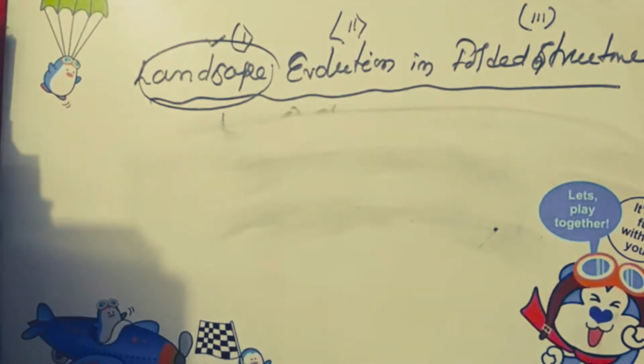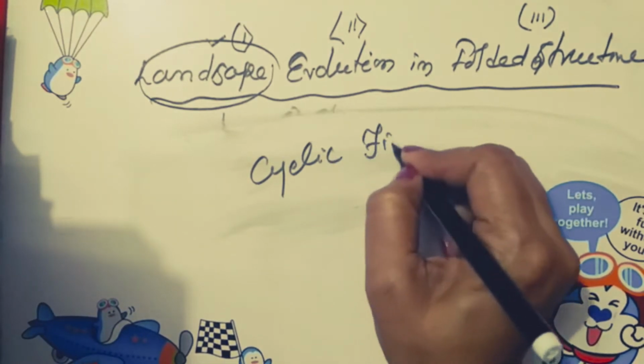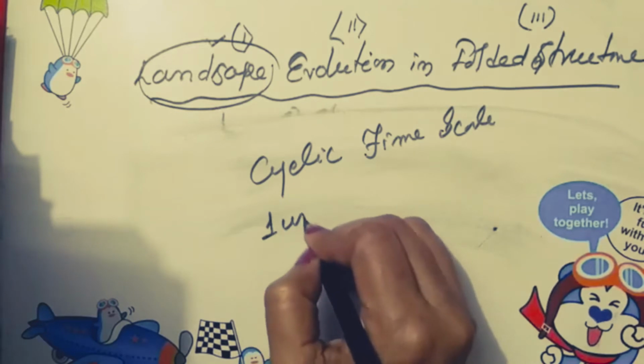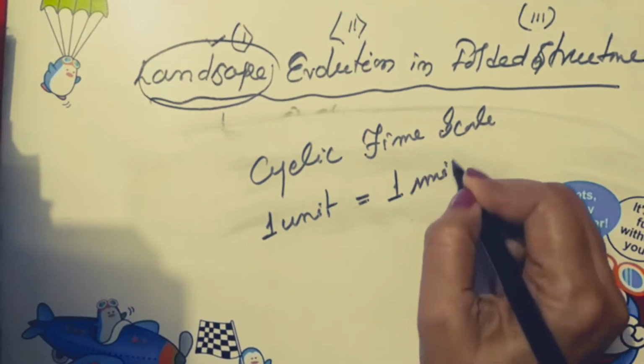Okay, similarly cyclic time scale, in cyclic time scale, 1 unit of cyclic time scale is equal to 1 million of years.